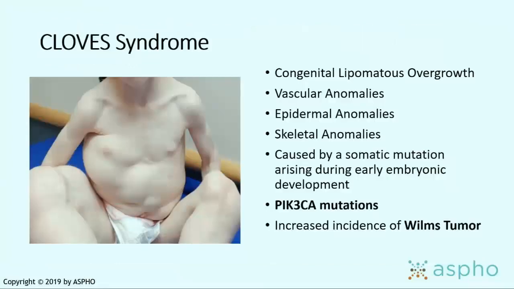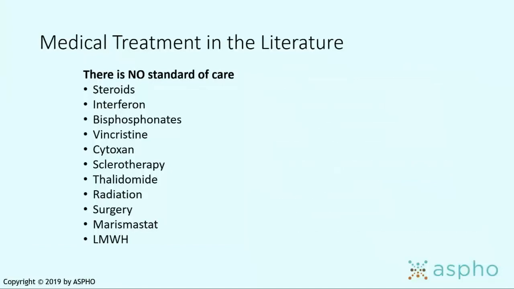This is something that might be on the boards. So Cloves syndrome is an overgrowth syndrome, and now we know that these overgrowth syndromes are associated with PIK3CA somatic mutations, and there's something now called PROS, which is PIK3CA related overgrowth syndromes, and Cloves is part of that. Also, patients with Cloves have a slightly increased risk of Wilms tumor, not hepatoblastoma, so this very well might be on the boards.